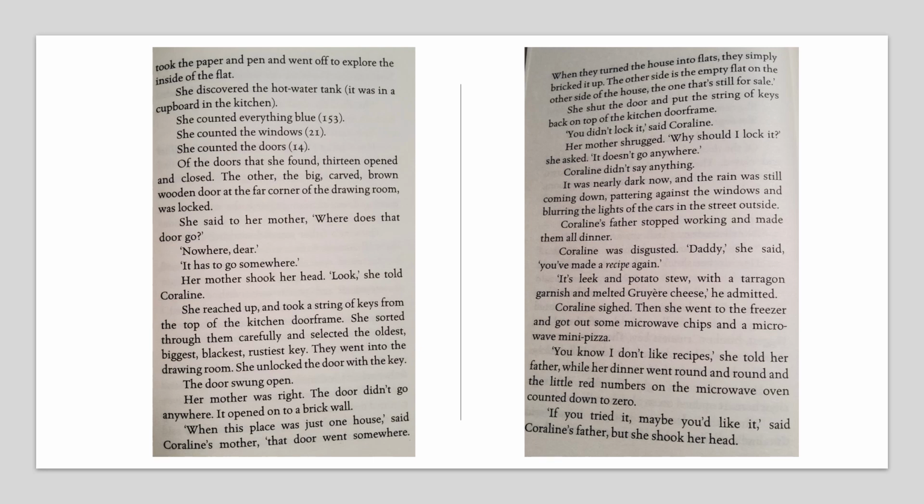Coraline's father stopped working and made them all dinner. Coraline was disgusted. "Daddy," she said, "you've made a recipe again." "It's leek and potato stew with a tarragon garnish and melted Gruyere cheese," he admitted. Coraline sighed. Then she went to the freezer and got out some microwave chips and a microwave mini pizza. "You know I don't like recipes," she told her father. While her dinner went round and round, the little red numbers on the microwave oven counted down to 0. "If you tried it, maybe you'd like it," said Coraline's father, but she shook her head.